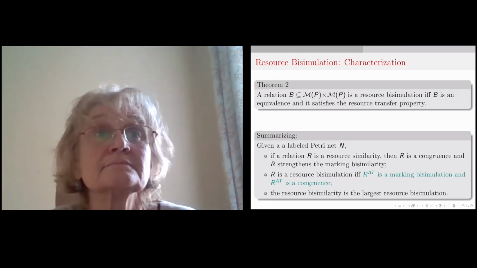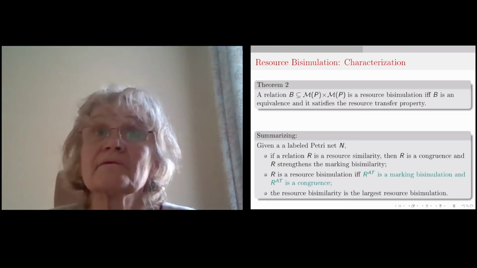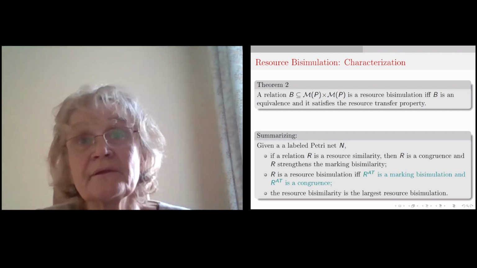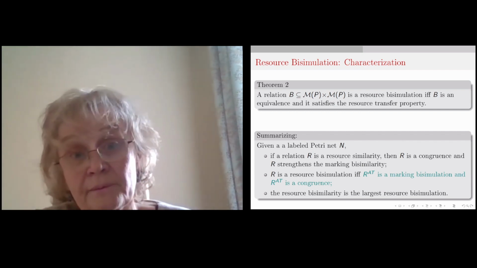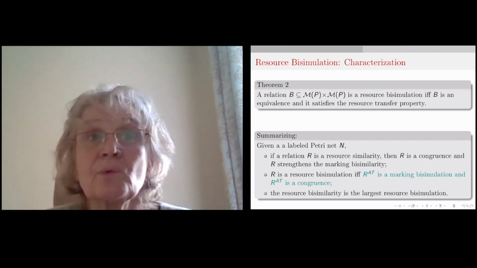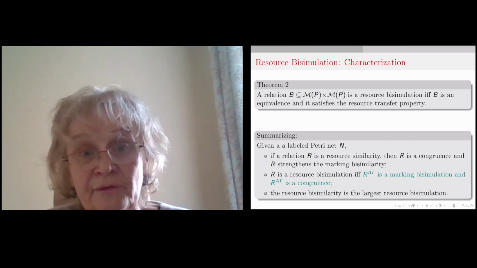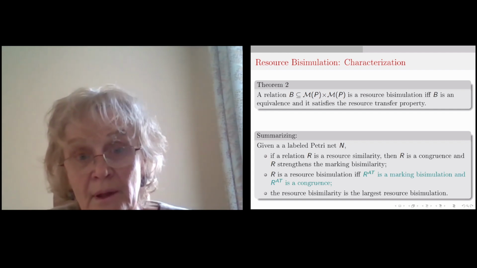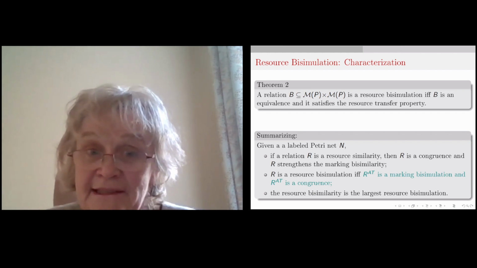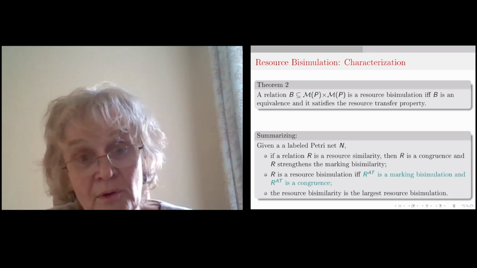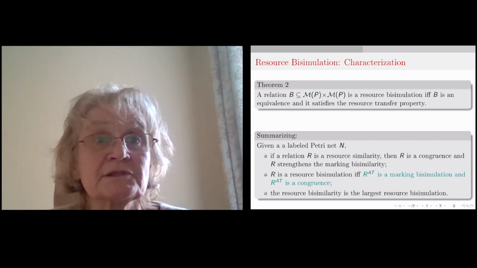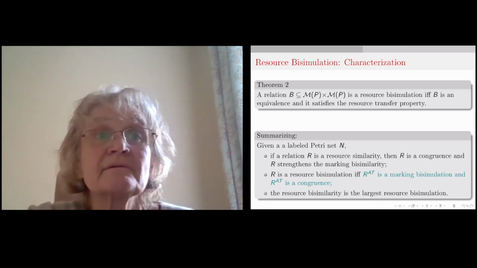And then we have this characterization of resource bisimulation, which says that a resource bisimulation is a relation which satisfies the resource transfer property in both directions. So we have another transfer property which is more strict, and then we have a narrowing of our resource bisimulation. So what do we have now?